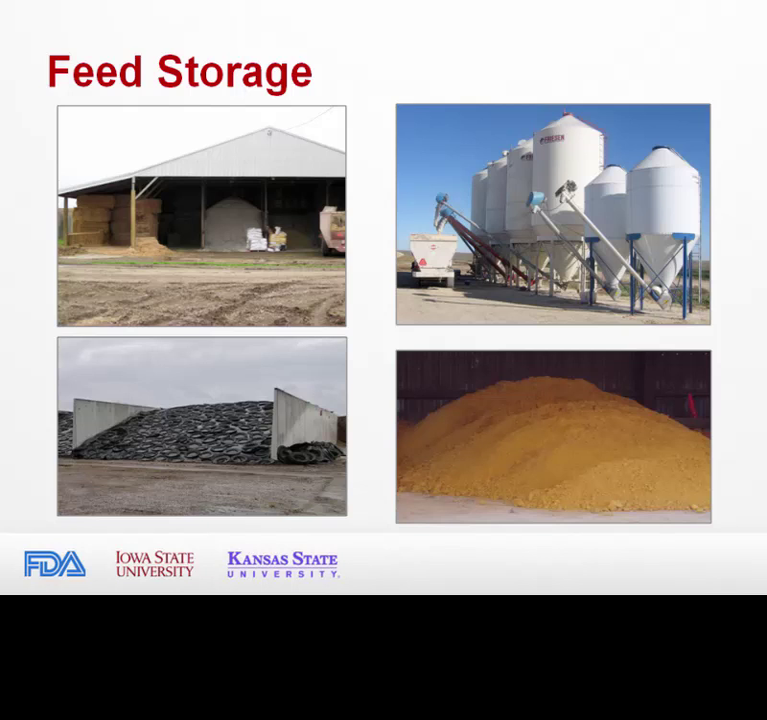Above ground and underground pits are used to store silage and hayage, which is often covered with plastic and tires. Bins are typically used for storing concentrate feeds that can easily flow out of the bin using gravity. These bins are made from metal, cement, or plastic. Piles are commonly used to store hay, straw, or cornstalk bales. Piles may or may not be covered, depending on the producer's preference.